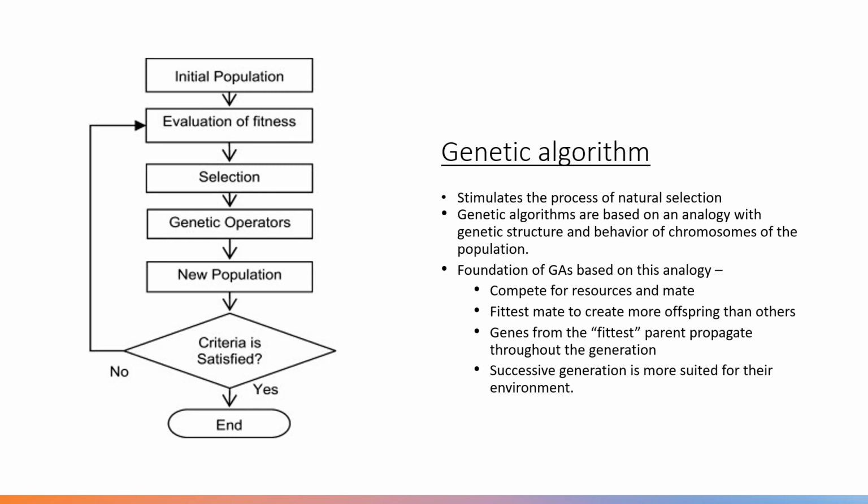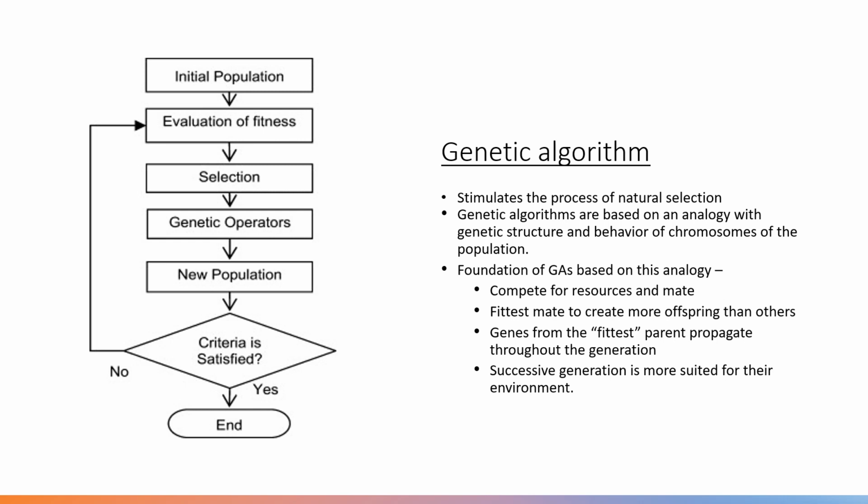Genetic algorithms are based on an analogy with genetic structures and behaviors of chromosomes of the population. The foundations of GA are based on analogies, such as individuals in a population compete for resources and mate. Individuals who are successful or who are the fittest then mate to create more offspring than the others who are not fit or not successful.